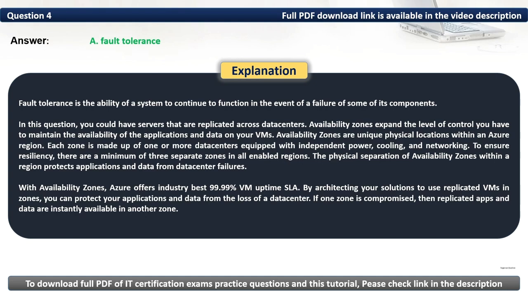The physical separation of availability zones within a region protects applications and data from data center failures. With availability zones, Azure offers industry best 99.99% VM uptime SLA. By architecting your solutions to use replicated virtual machines in zones, you can protect your applications and data from the loss of a data center. If one zone is compromised, then replicated apps and data are instantly available in another zone.